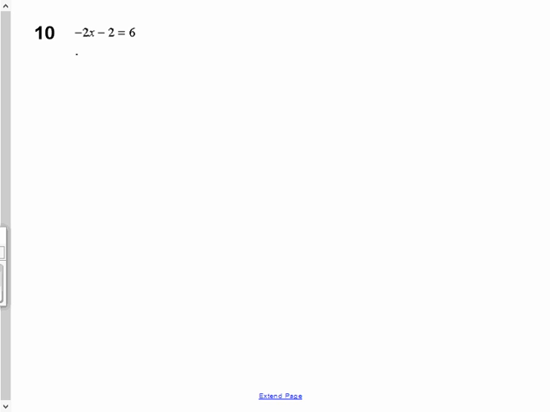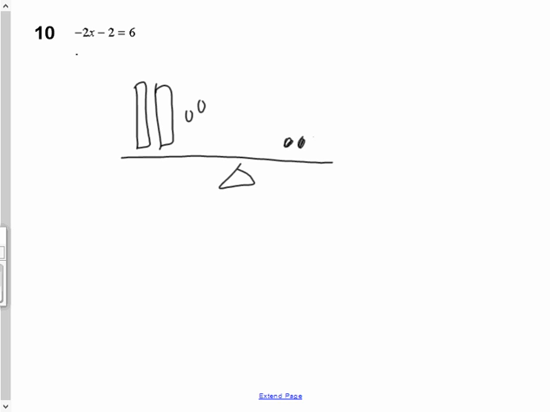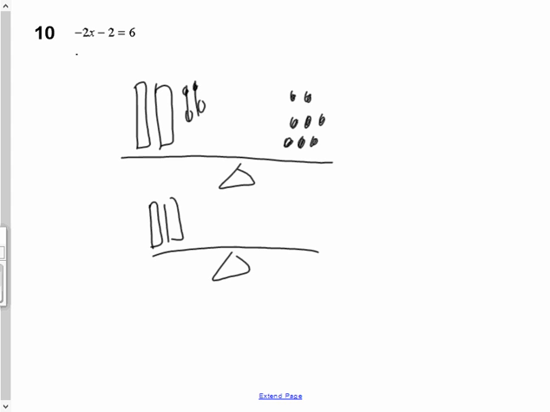Question 10, is it modeling? Yes, it is. Negative 2x minus 2 equals 6. So here we're going to have negative 2x's minus 2 is equal to positive 6. First thing I'm going to do is add 2 to both sides to get rid of your constant. Next picture will be negative 2x's equals, there's now 8 over here.